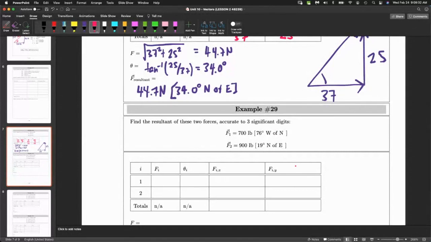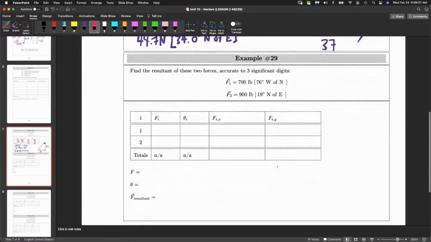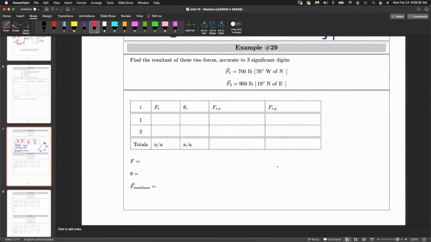So let's see if we can figure out how to fill this table together. I'm just going to scroll it down here and we'll slow it down for this question. So let's fill this table in. This is 700 and this is 900. Those are the magnitudes. What is this angle between 0 and 360? 166. Can you tell the class how you got that?